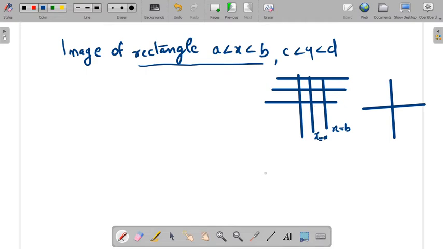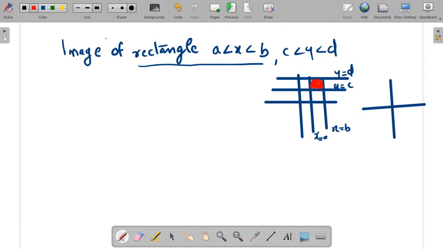ചിലപ്പോൾ x ഇസ് ഈക്വൽ ടു a ഇവിടെ ആയിരിക്കും കിടക്കുക. സോ ദ റീജിയൻ വിൽ ചേഞ്ച്. അപ്പം നമ്മളിവിടെ വരച്ചപ്പോൾ ഇങ്ങനെ വരച്ചു എന്നേ ഉള്ളൂ, ഫസ്റ്റ് ക്വാഡ്രന്റിൽ തന്നെ ആവണമെന്ന് നിർബന്ധമൊന്നും ഇല്ല. So we are finding the region bounded by these lines. X is equal to a, x is equal to b, y is equal to c, y is equal to d. So the region will be this rectangle, right? And we want the image of this region.